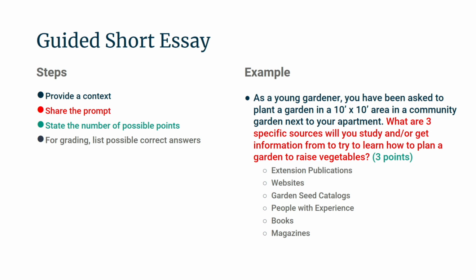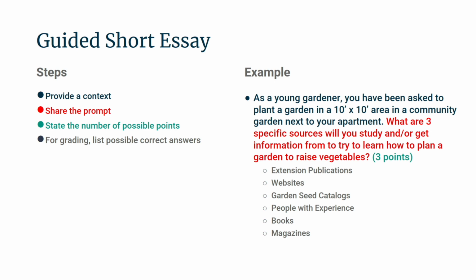The second thing you do is to share a prompt. So this is the question. What are 3 specific sources you will study and or get information from to try to learn how to plan a garden to raise vegetables? And then the third thing you'll do is to state the number of possible points. So you mentioned that you want to know about 3 specific sources, so in this case we said, let's just give 1 point per source. This is worth 3 points.